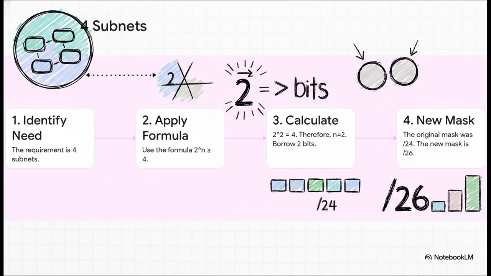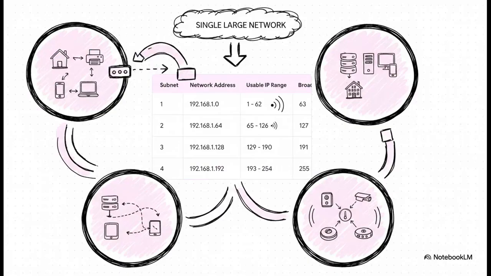That n tells us how many bits we need to borrow from the host part of the address. Our original mask was a /24, so we just add those 2 borrowed bits and we get our new mask, /26. See, it's just logic. And voila, here's what we just created. We took one big /24 network and turned it into these 4 neat, separate /26 subnets.